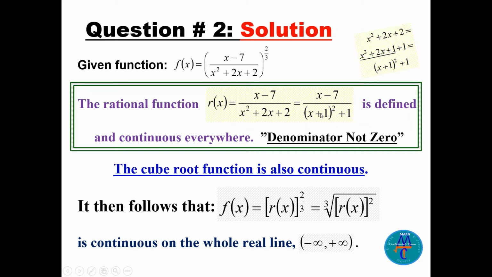Now what do we see here? In the denominator, it cannot be 0. So this rational function is defined and continuous everywhere. The denominator here cannot be 0.